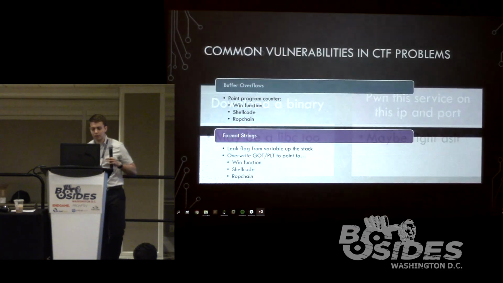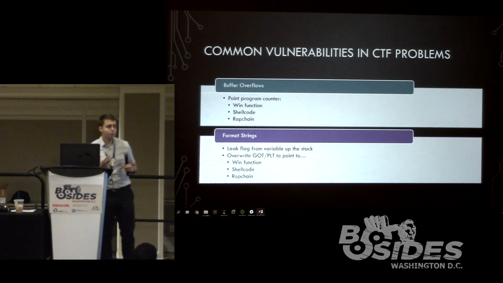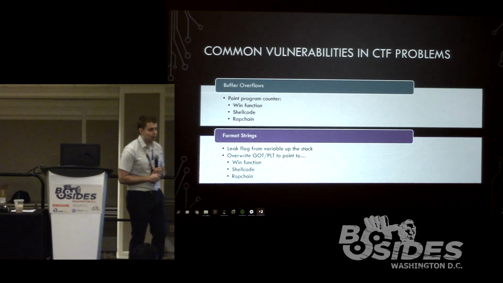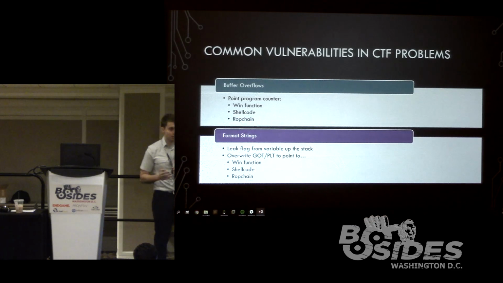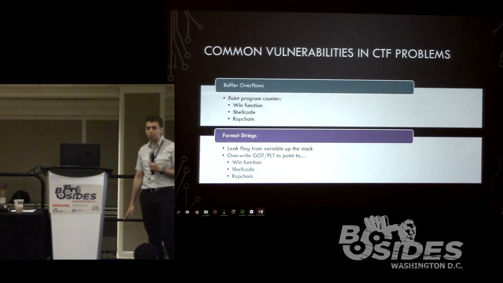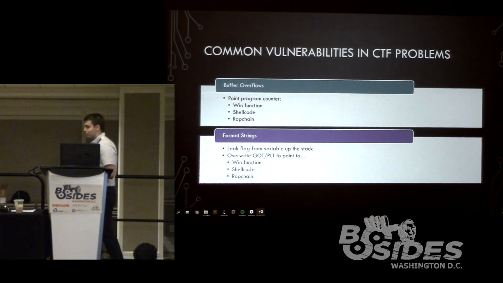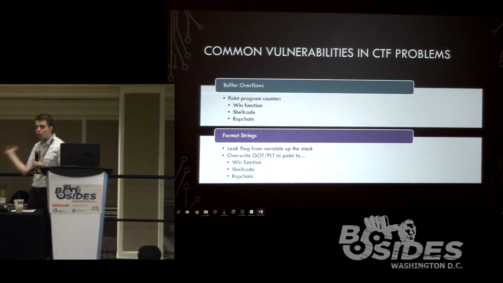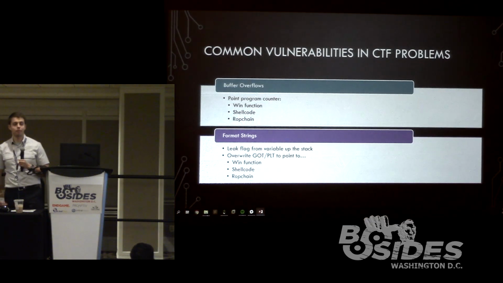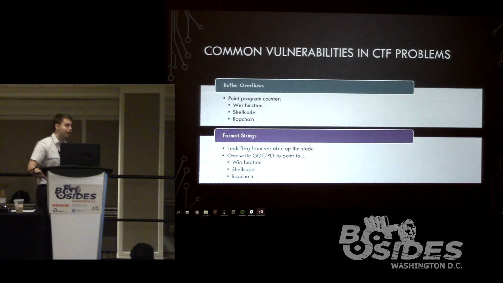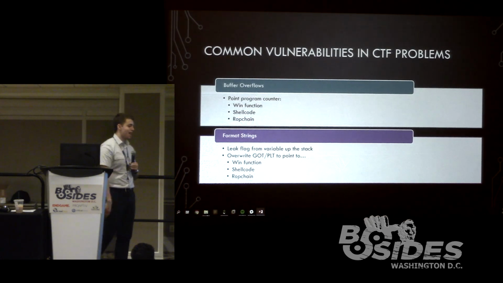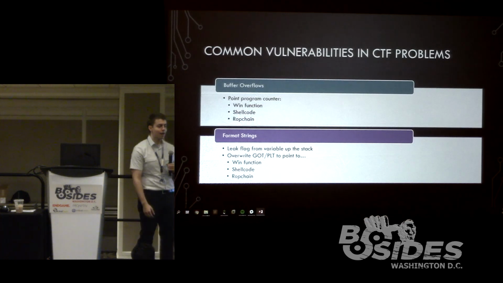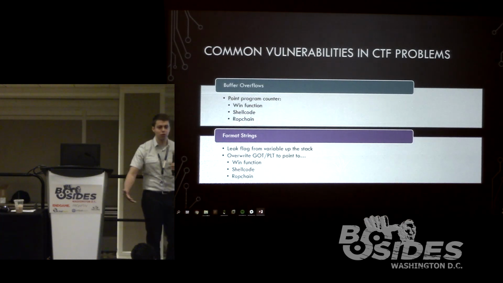Let's talk a little bit about some of the most common vulnerabilities you see in CTF problems. The two big ones outside of heap exploitation are buffer overflows and format string vulnerabilities. If you've taken a CS class that does C programming, they've probably talked about buffer overflows. You have some variable on the stack that has too much input fed into it, and it writes values all the way up the stack, possibly corrupting your program counter, and then you can point this program counter wherever you want.